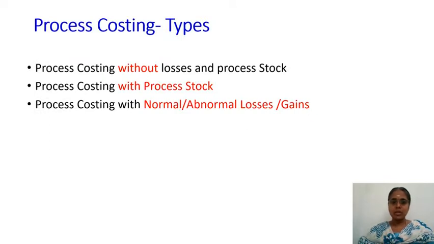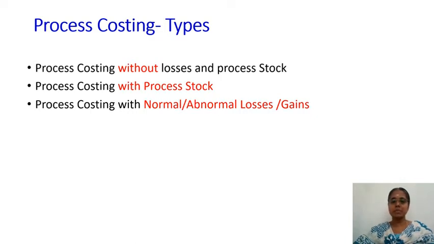In the calculation of process costing, there are three types of calculations. In the first type, there will be no losses at all. So no normal losses, no opening work in progress, no closing work in progress.